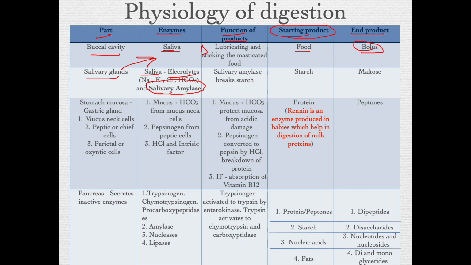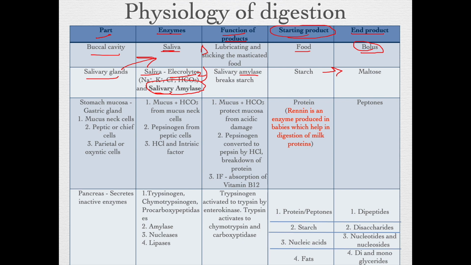The second function of saliva is because of the enzyme present, and the enzyme is known as salivary amylase. This enzyme helps in the breakdown of starch into its simple form, which is known as maltose, and this is a disaccharide.